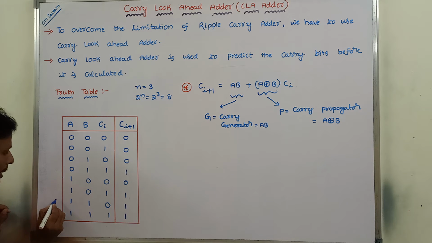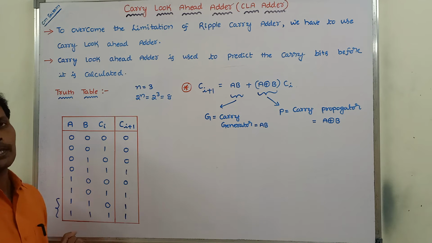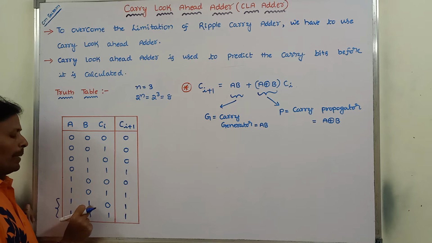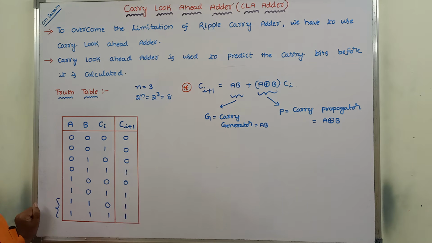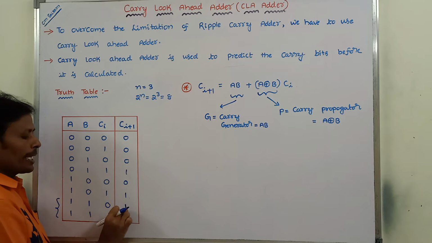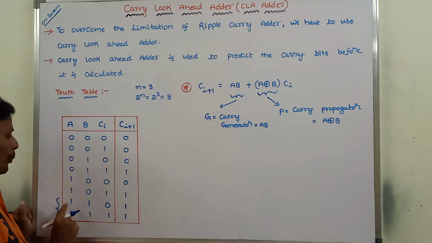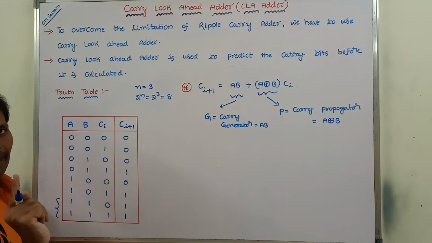Now consider the last 2 rows. In the last 2 rows, whenever the A value is high and the B value is high, then the C suffix I plus 1 value is also high. That means the output carry value is equal to 1 when both inputs A and B are high.